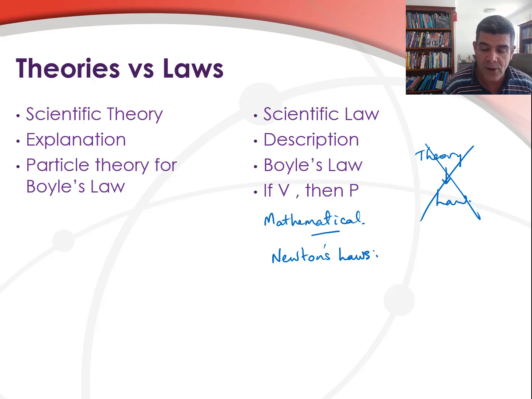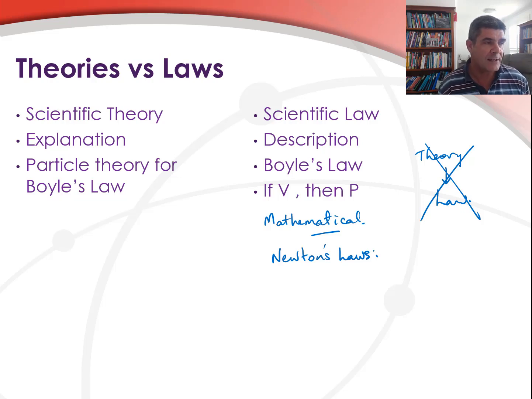Probably the simplest one of those is Newton's second law, which is if you apply a force to an object, it'll continue to accelerate or increase its speed or change direction in the direction of the force that you apply. So a net force causing net acceleration. Now that's a description of what's happened. If you push something, it will accelerate in the direction that you pushed it. That's not telling you why it's doing that. It's only describing what will happen in this situation. And that's what laws do.